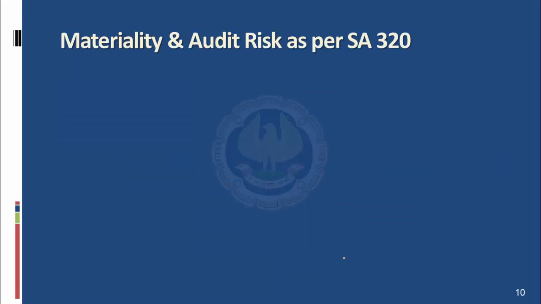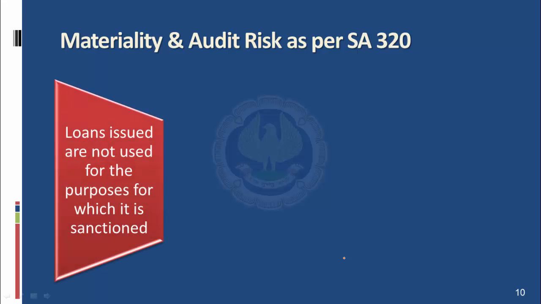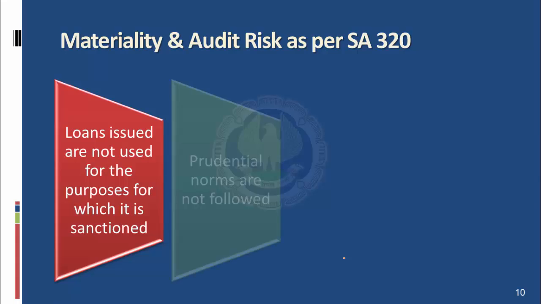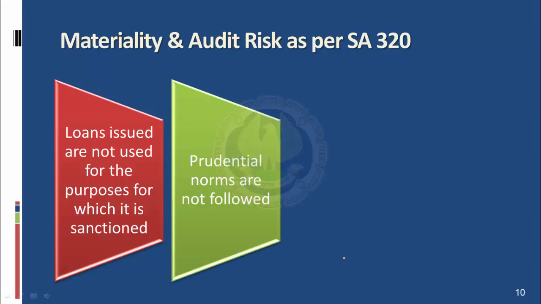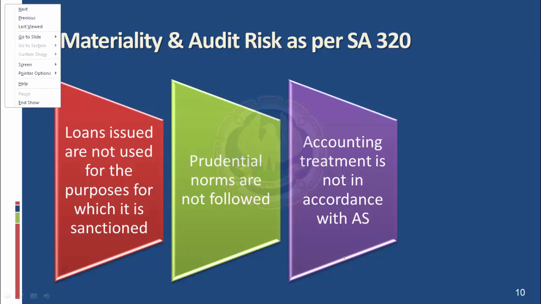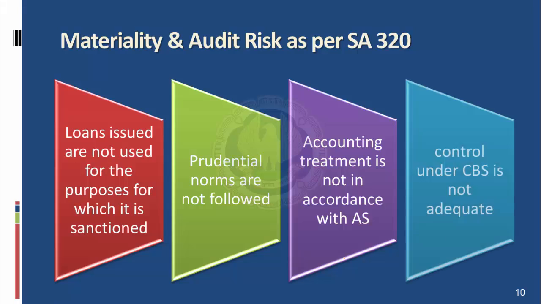Before moving into it, the materiality and audit risk also have to be understood with respect to SA 320. The audit risk in banking is loans issued but not used for the purposes for which they were sanctioned. Prudential norms are not followed. Accounting treatment is not in accordance with the accounting standards. Controls under CBS are not adequate, which is a major risk in our audit. We need to understand this. That's what SA 320 says.